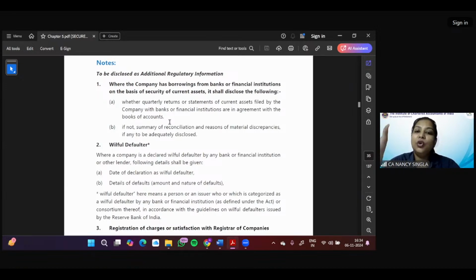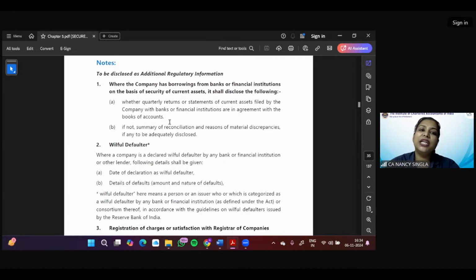So here, if the quarterly returns or the statement of current assets filed by the company with the banks or the financial institution are in agreement with the books of accounts. So let's say the company has given the stock statement whereby the stock of total 1.5 CR is shown. However, in the books of accounts, the stock of 1.30 CR is shown. Now there is a discrepancy, right? So the first point is whether these are in agreement or not, and if not, then the summary of reconciliation and reasons for material discrepancy, if any, should be adequately disclosed.